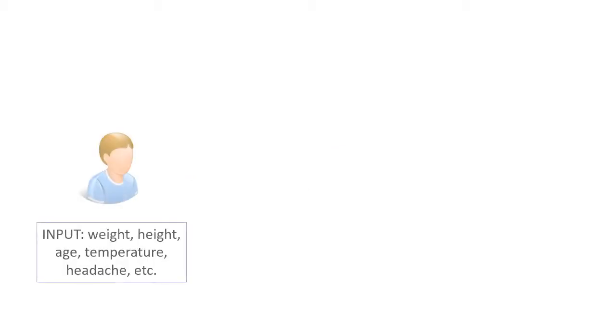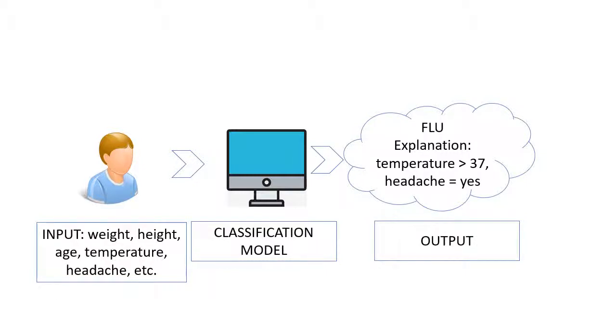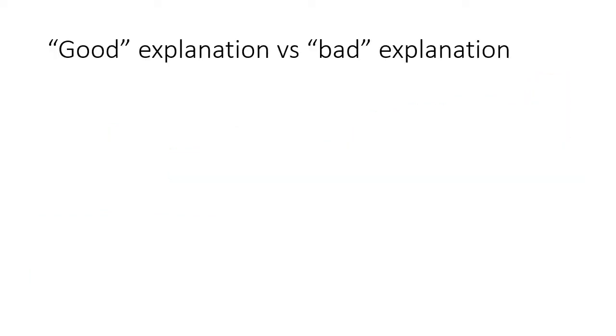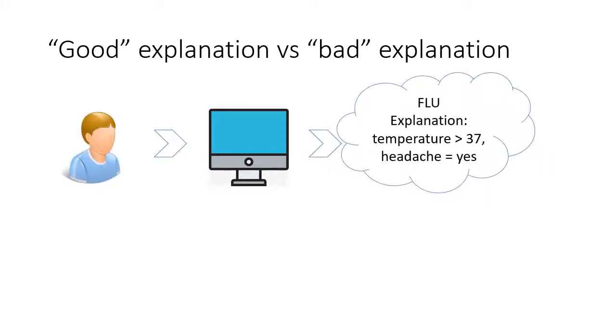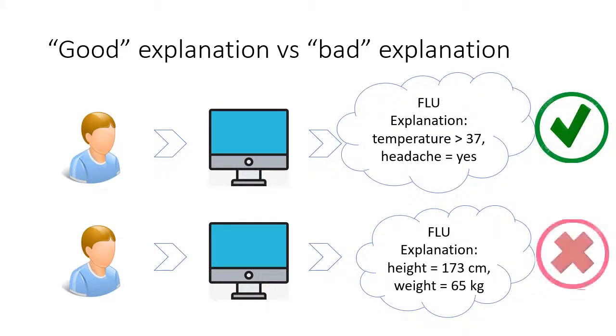If, given the instance, the model is able to produce the prediction together with the explanation, the user will have a higher confidence to accept or reject the prediction. However, sometimes we may get some bad explanations. Here is an example of two explanations with different features, and the first one is a good explanation, and the second one is a bad one.